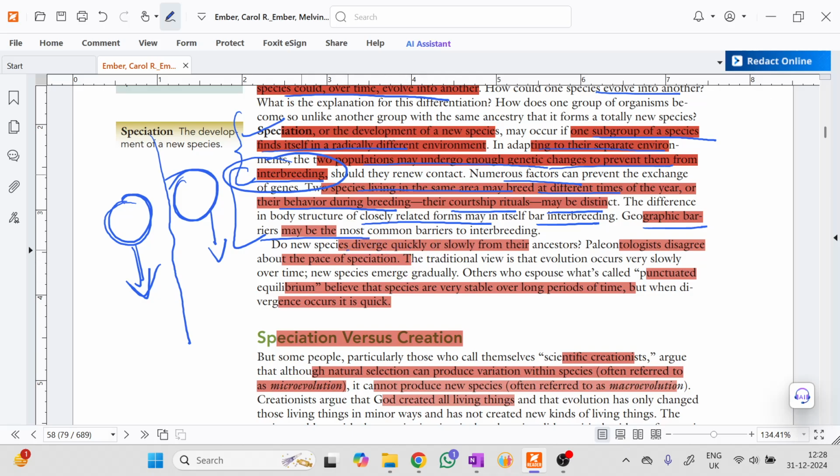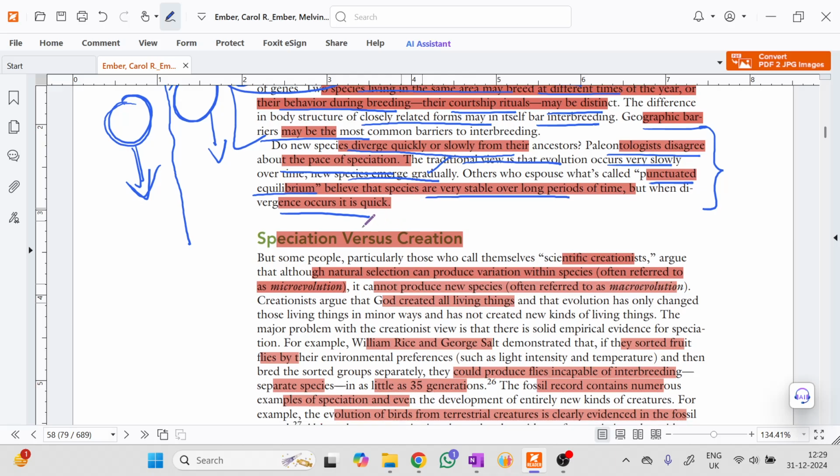Then the other question: do new species diverge quickly or slowly from their ancestor? Paleontologists disagree about the pace of speciation. The traditional view was that evolution occurs very slowly over time, that new species will emerge gradually. But others, the supporters of punctuated equilibrium, believe that species are very stable over a long period of time, but divergence, if it happens, is quick in nature.